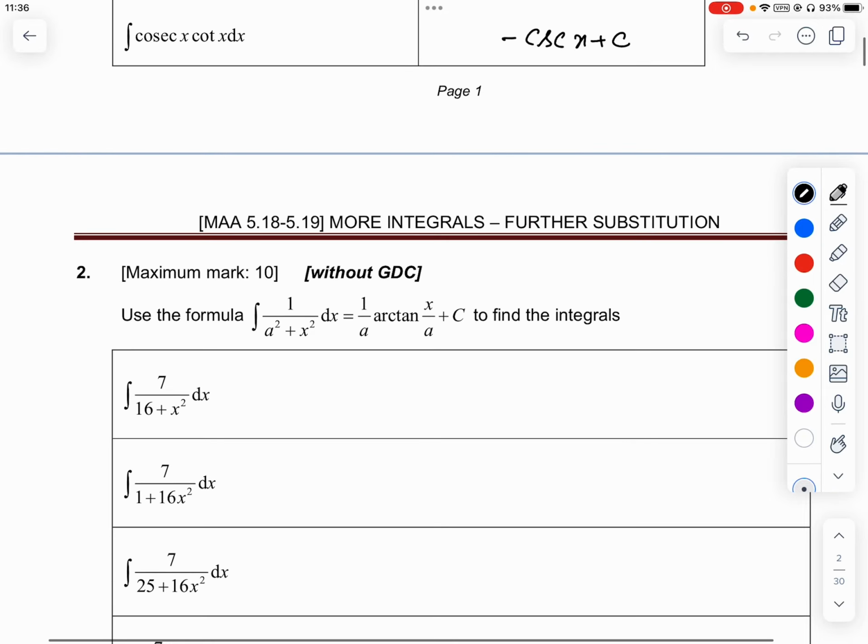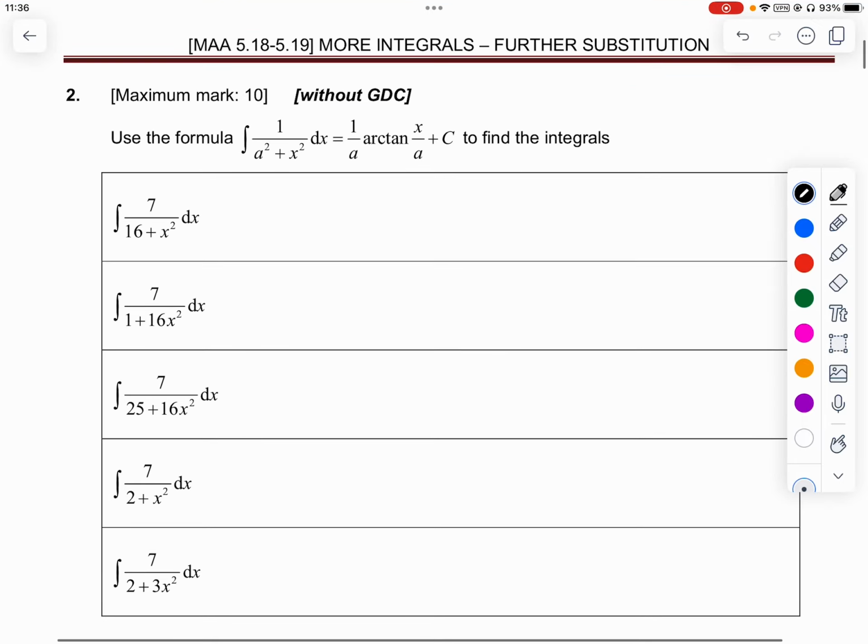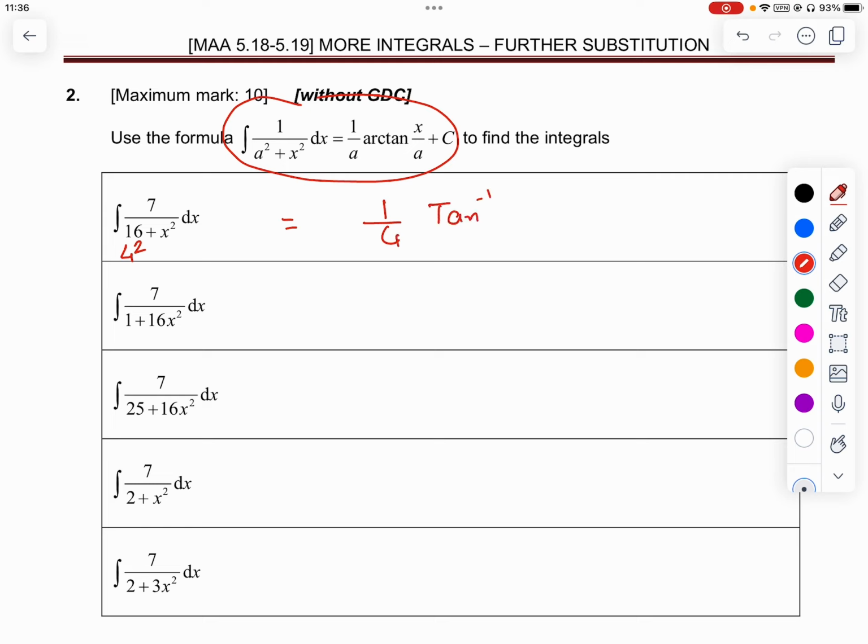So we are starting to learn the formulae now, revising the formulae, then proceeding further. Now we'll use the formula: integral of 1 upon a square plus x square dx is 1 upon a tan inverse of x upon a. Everything should be converted into that form. So over here, this 16 can be written as 4 square. So it becomes 1 upon a tan inverse x upon a, x upon 4 plus c.